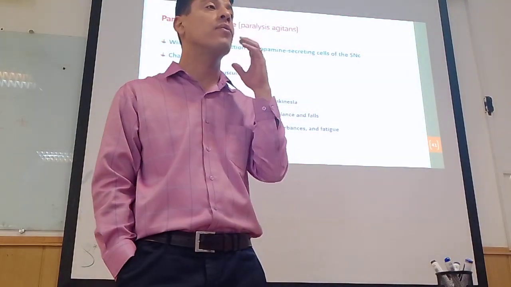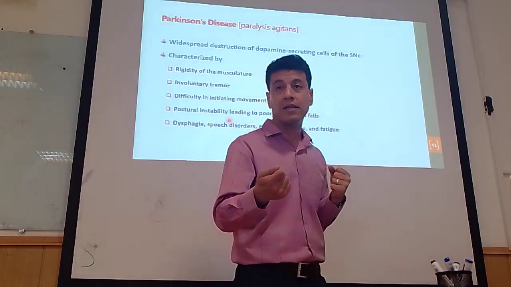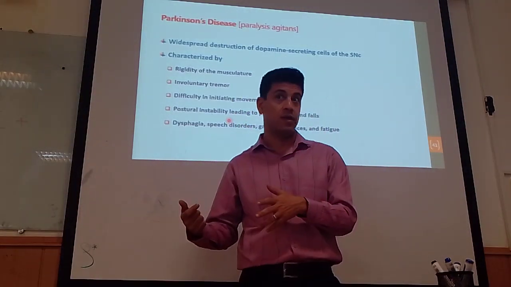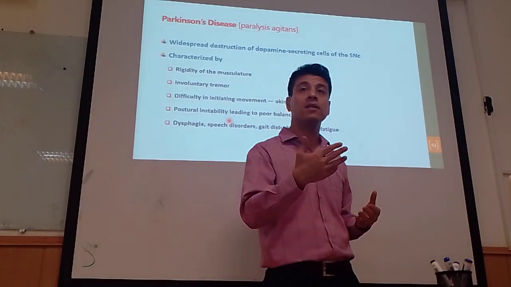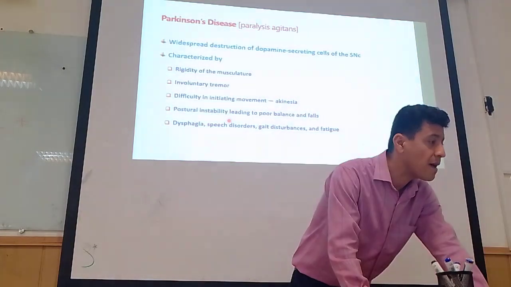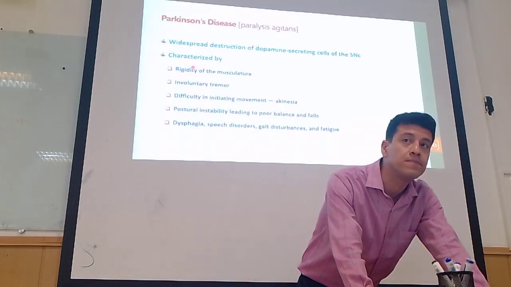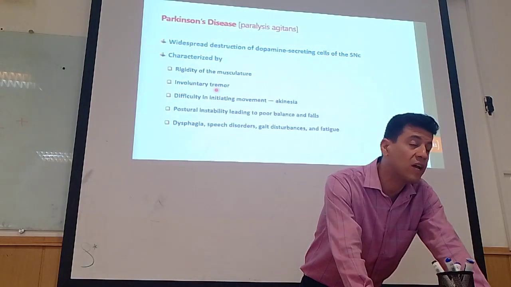Okay? So the result will be some hyperactive condition and some hypoactive condition. So at the same time, the patient may show hyperactivity in some pathways, hypoactivity in some other pathways. So let's see what happens. We will have rigidity, which is a manifestation of hyperactivity, and some involuntary tremor.